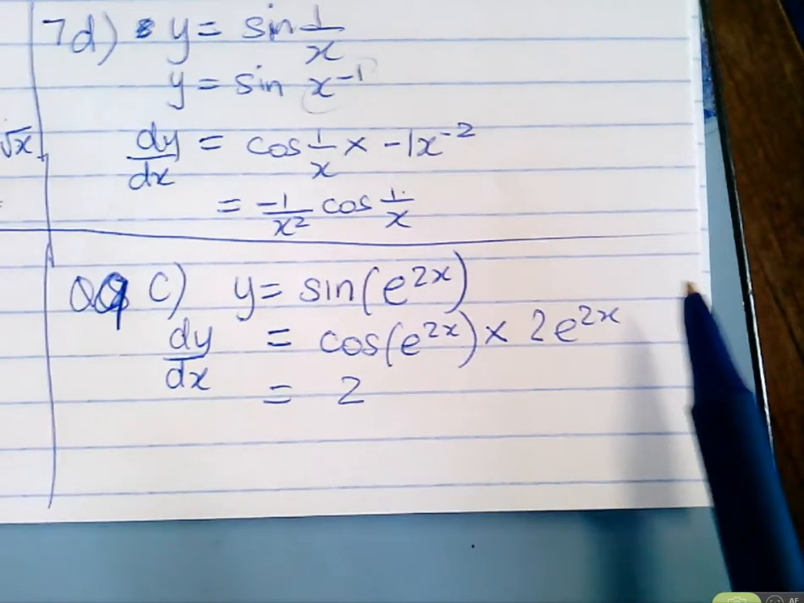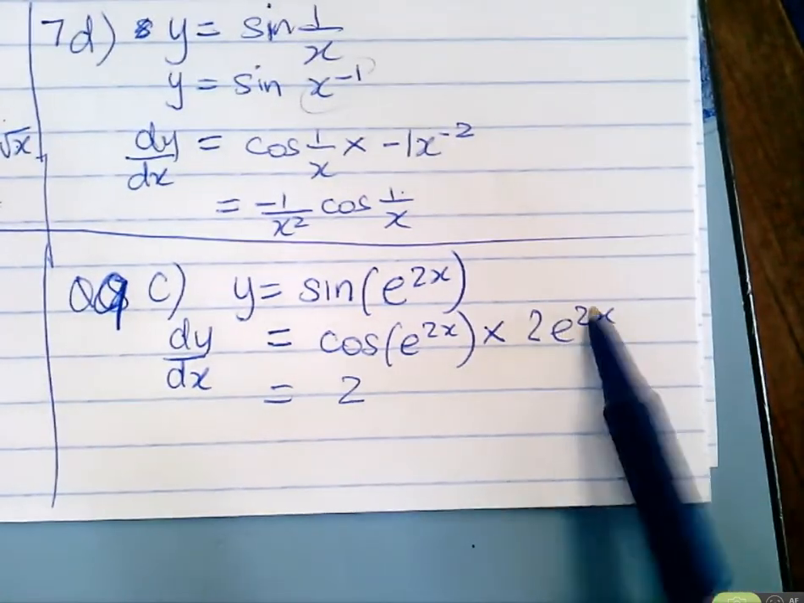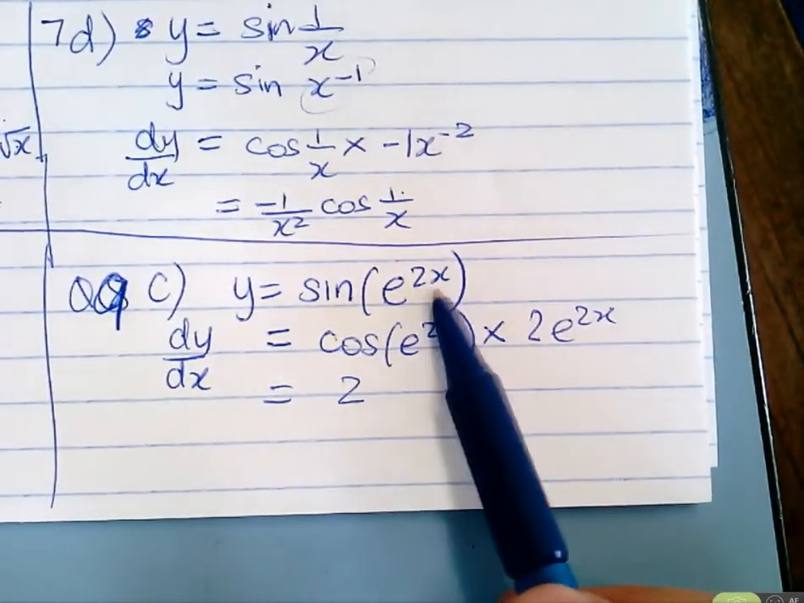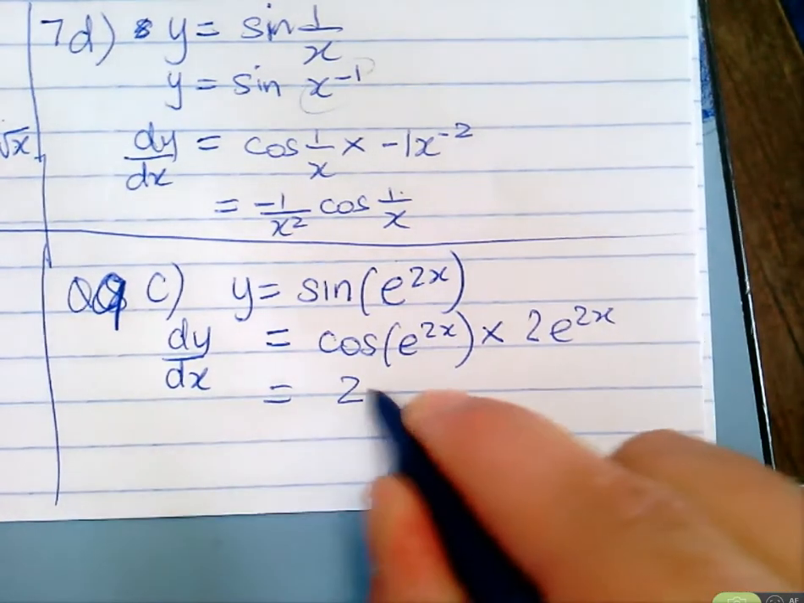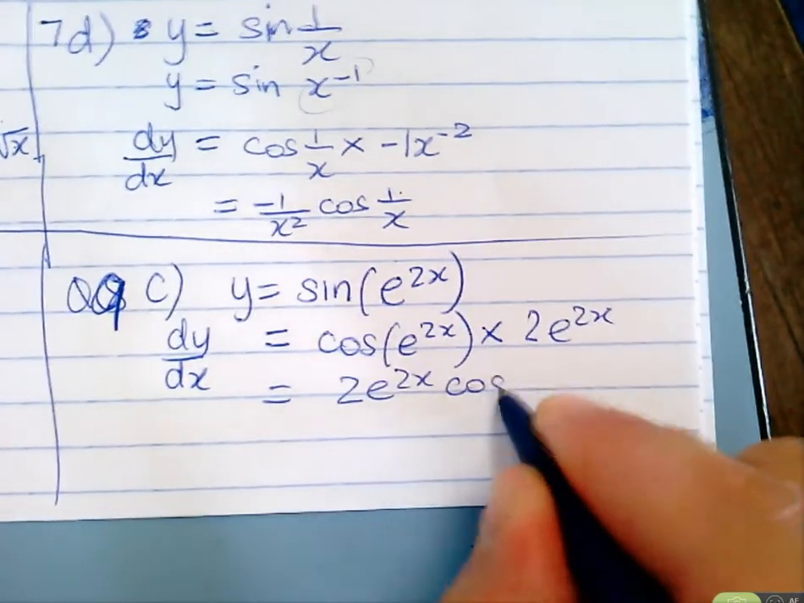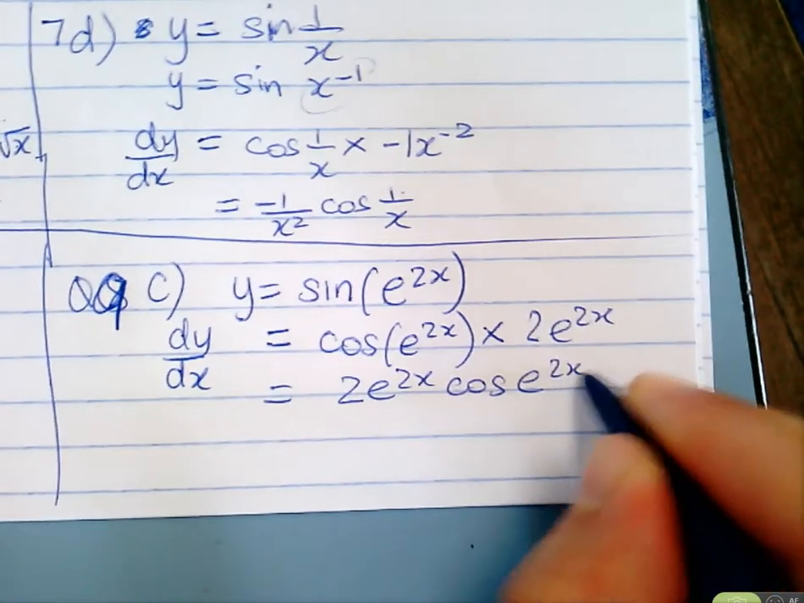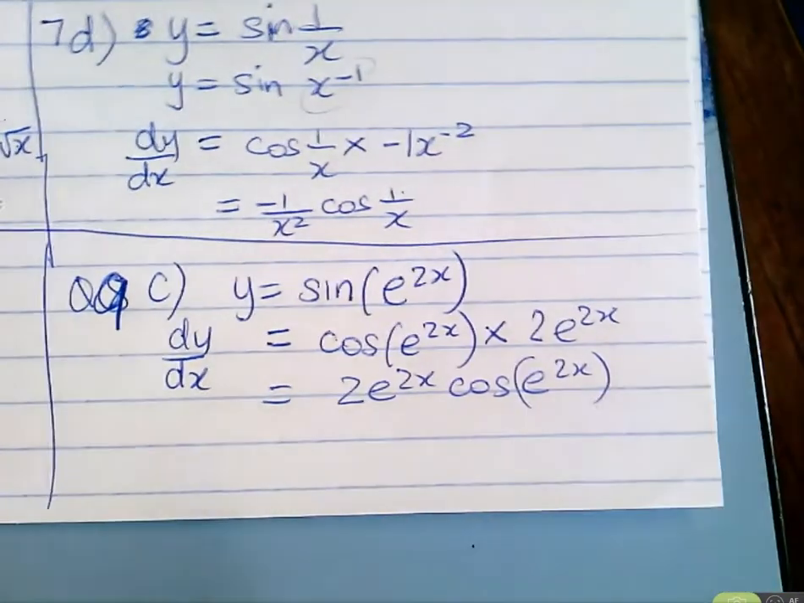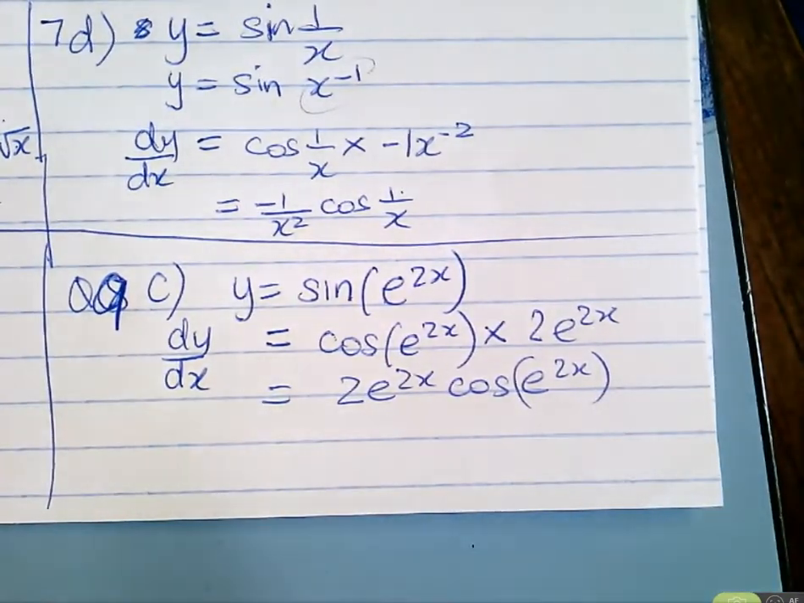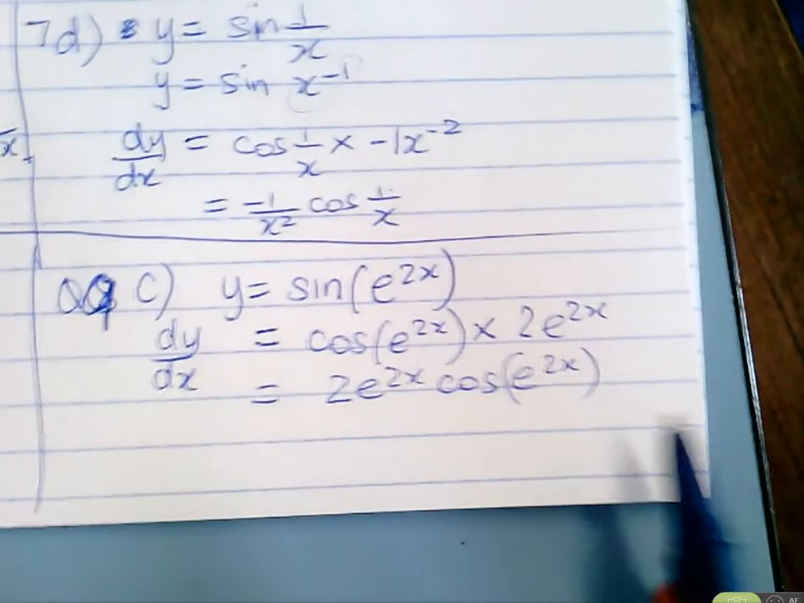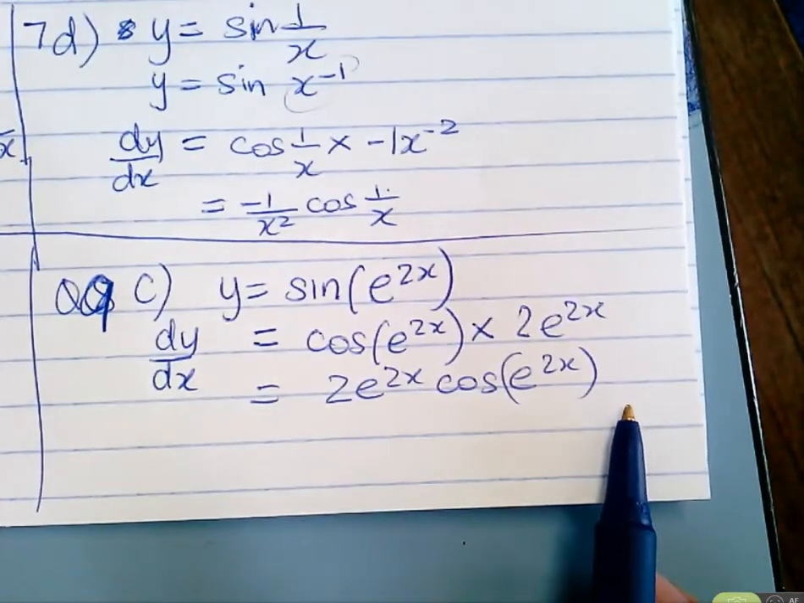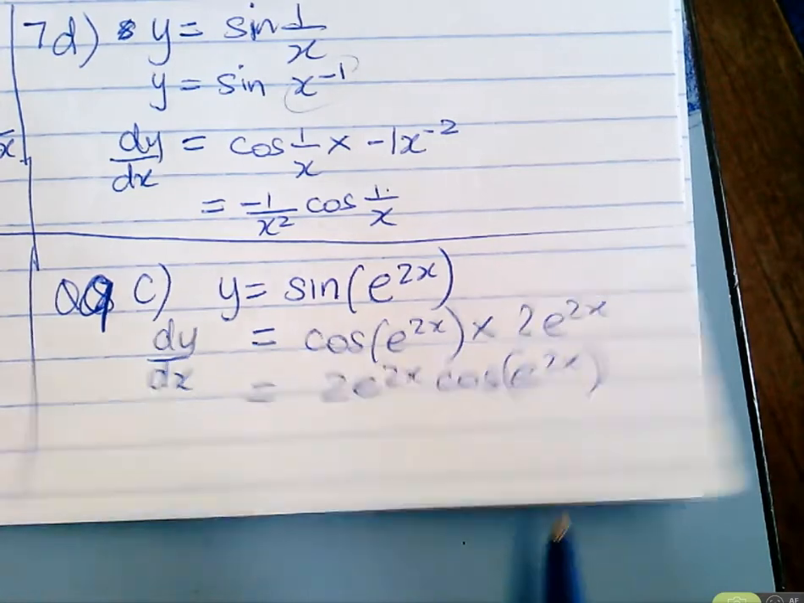Because when you differentiate e to the function of x, you write out the same thing, but then you differentiate that bit at the top. So you get 2e to the 2x cos e to the 2x. You don't have to, but I think it was written with brackets. It was. Yeah. Can I move?